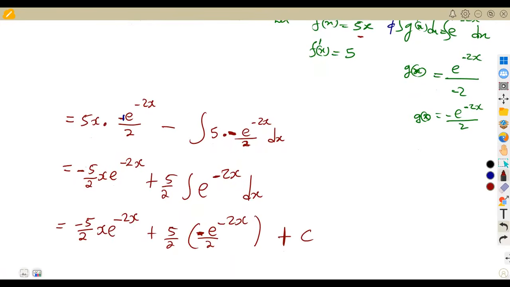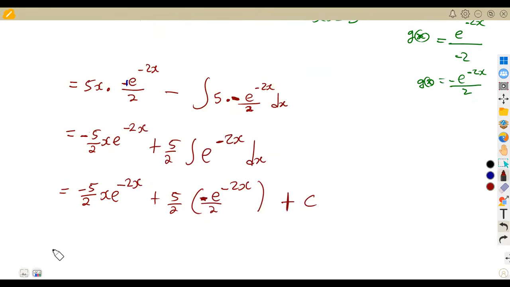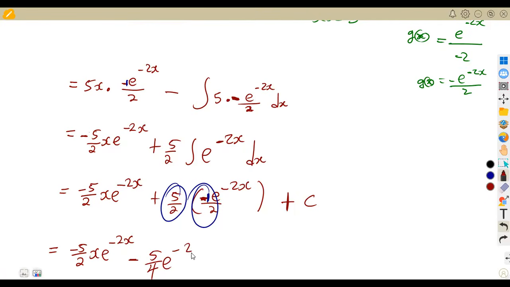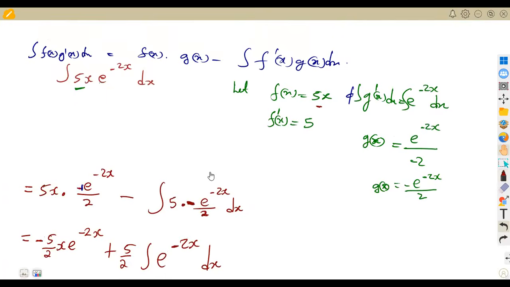Let us simplify and see what you're going to have at the end. So this whole integral gives us minus 5 over 2 x e to the exponent of minus 2x. Then we multiply 5 over 2 times minus half, and we get minus 5 over 4. So this is minus 5 over 4 e to the exponent of minus 2x plus the constant of integration. All right, nothing further to be done. You're done with your integral. It was a straightforward application that we see.